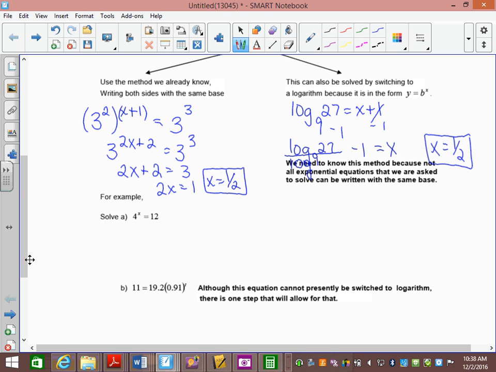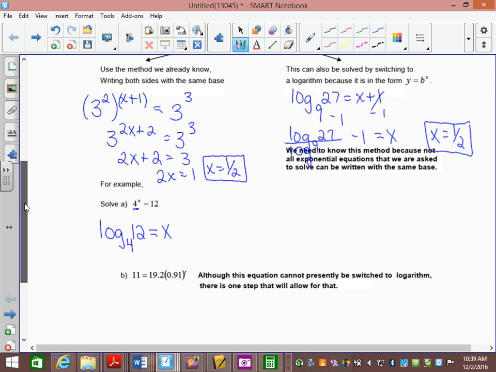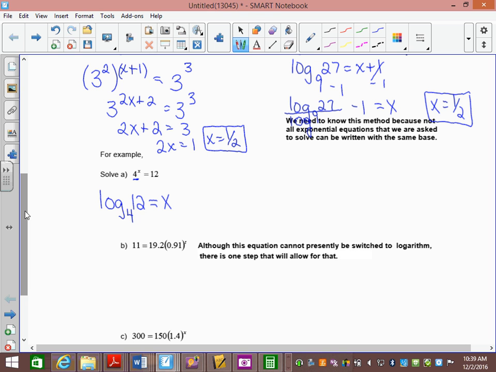So I've changed it to a log. The base of my exponent becomes the base of my log. This goes with it, and it always equals the exponent. This one's really easy, because you literally just type it in. Log 12 divided by log 4.